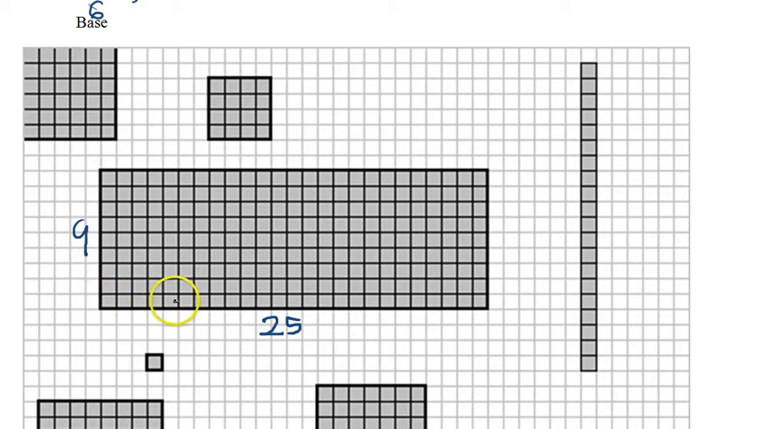And we want to double count it. 1, 2, 3, 4, 5, 6, 7, 8, 9, 10, 11, 12, 13, 14, 15, 16, 17, 18, 19, 20, 21, 22, 23, 24, 25. So to find the area, that means we have 25 squares across, and we have 9 sets of them. So we have 25 times 9, which is 225. And then you're going to put units squared.